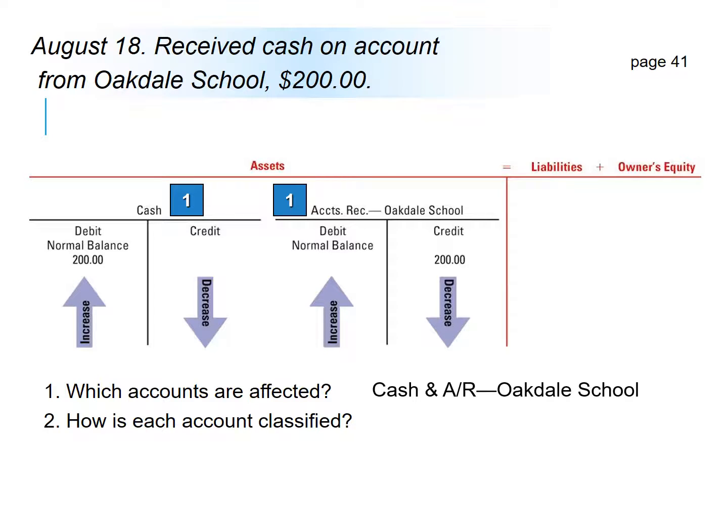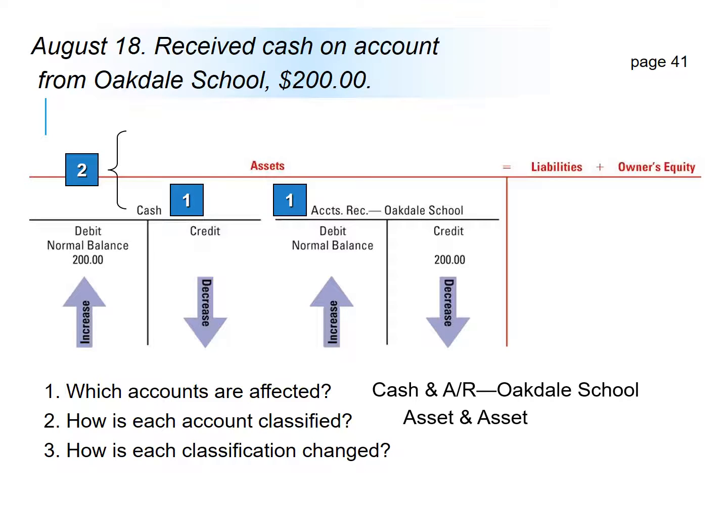How is each account classified? We know that both of these accounts are assets, thus only one side of the accounting equation is being impacted, thus we will need an increase and a decrease. So we have two assets. How is each classification changed?